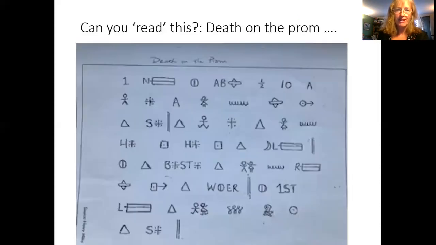Okay, we're going to do some reading now. Can you see this text? Okay, is it happy or sad? Probably from the title, Death on the Prom, it looks maybe a sad story. Now, can you read it? Can you pause the screen and see if you can read this story? Pause now. Okay, did you manage to read anything?